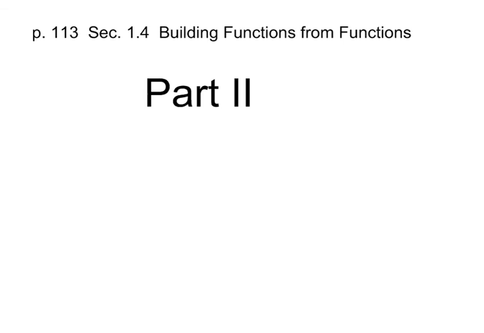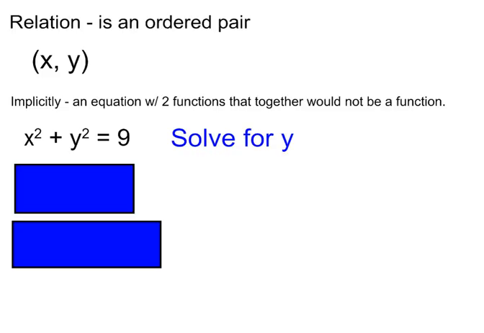Today's lesson is part 2 of section 1.4, Building Functions from Functions. The first thing that we're going to talk about today is what's called a relation, which is just an ordered pair, example x, y. We are going to use the idea of ordered pairs throughout this lesson today. The next thing we're going to talk about is what's called implicitly, which is an equation with two functions that together would not be a function. The example I have here is x squared plus y squared equals 9.